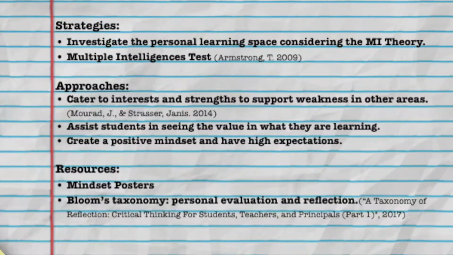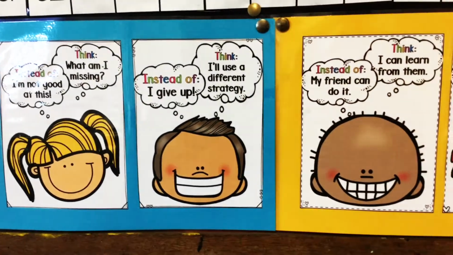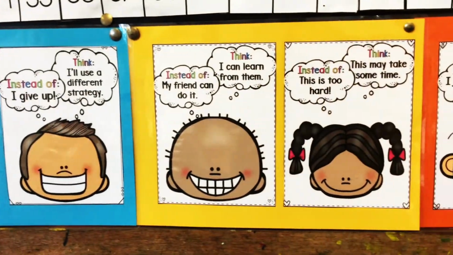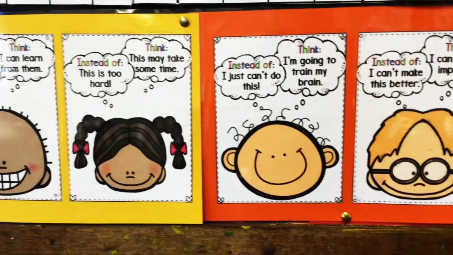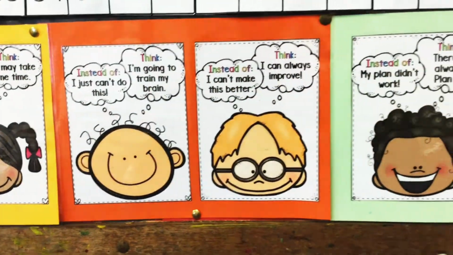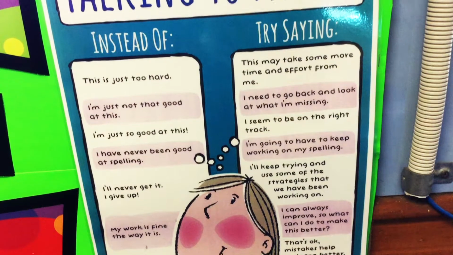When assisting students in identifying how they learn, it would be valuable to give them a multiple intelligence assessment to identify strengths and give students ways to use those strengths to support weaker areas. Mindset posters can be displayed around the classroom to encourage self-efficiency in students and promote positive mindsets. It would also be beneficial for students to personally reflect on how they complete a task using Bloom's taxonomy.